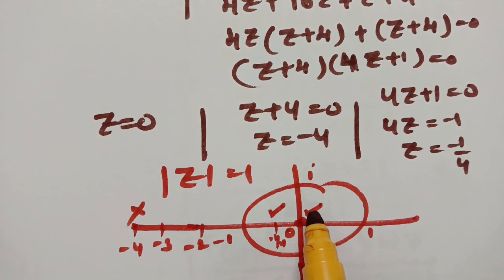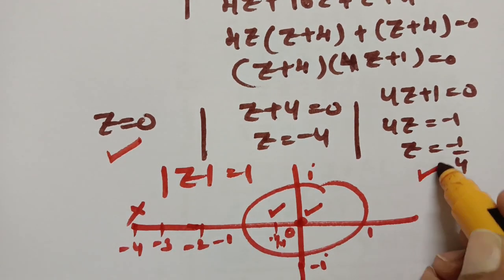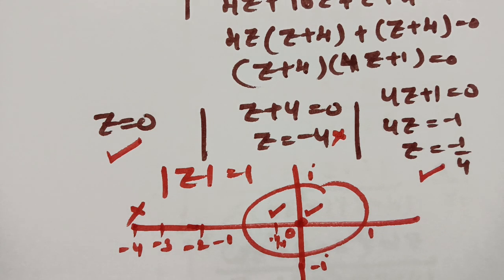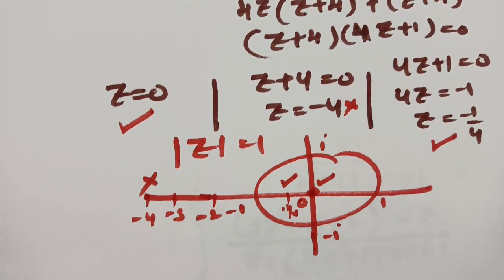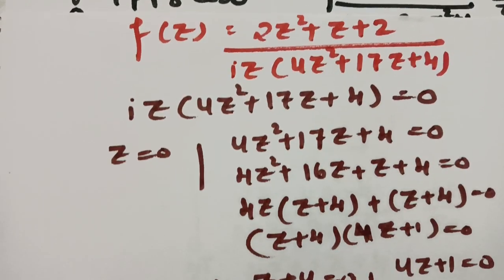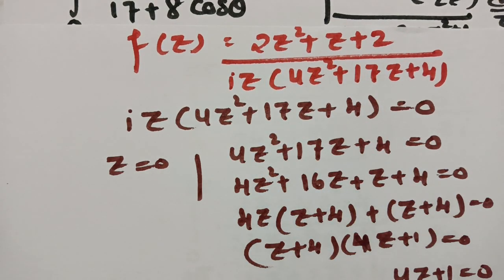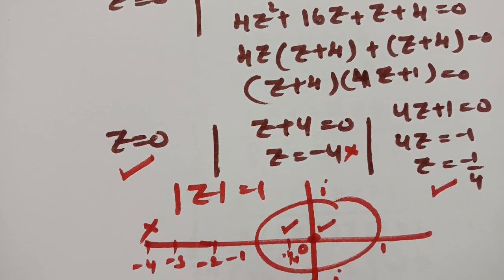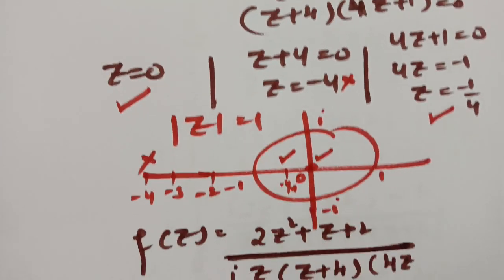So we need the residue values for the corresponding poles: z is equal to 0 and z is equal to minus 1 by 4, and the other value is outside the given region. Now let's get started to find the residue values. First, f(z) can be written as (2z² plus z plus 2) divided by i times z into, after splitting this, (z plus 4) into (4z plus 1).